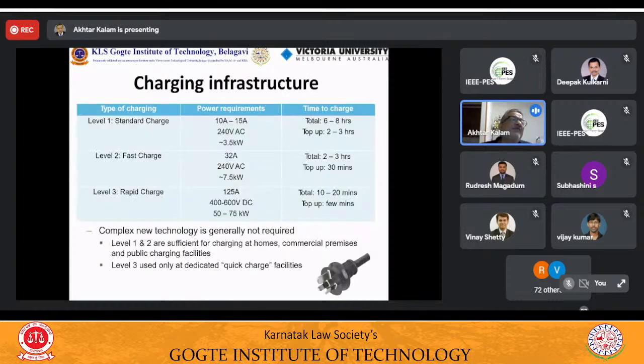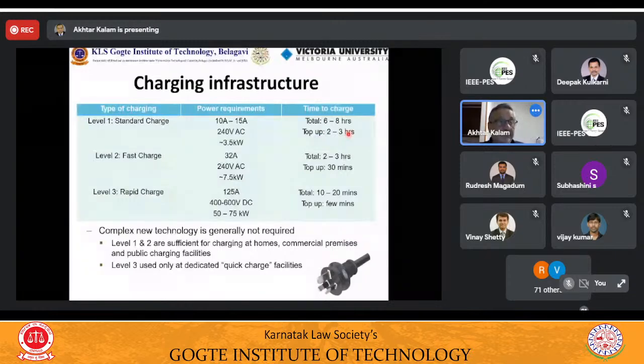Then the charging infrastructure. There are three types of charging infrastructure, and I'm sure you know about this, because you have a lab on this. There is level one, which is the standard, level two, which is the fast, and level three, which is the rapid charge. The rapid charge takes only a few minutes. The fast one takes 30 minutes, and the standard charge that you may use at home is initially 6 to 8 hours, but the top up is only two to three hours.